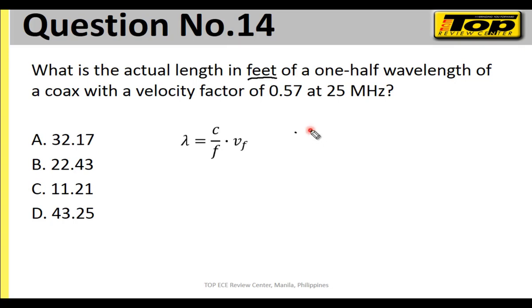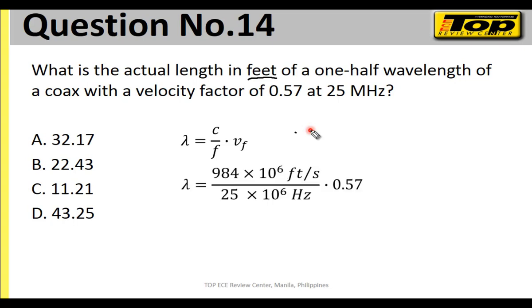Napakadali ng calculation ito, no? C over F times VF. VF being the velocity factor. Then the C, that is the speed of electromagnetic wave in free space. If that is in feet per second, that is 984 times 10 to the 6 feet per second, divided by the operating frequency, which is 25 megahertz or 25 times 10 to the 6 hertz, multiplied by the velocity factor of 0.57. So we can solve for the wavelength, which is 22.43 feet.